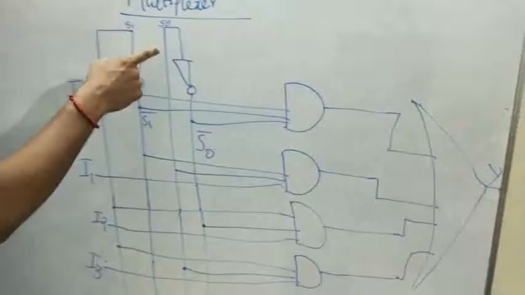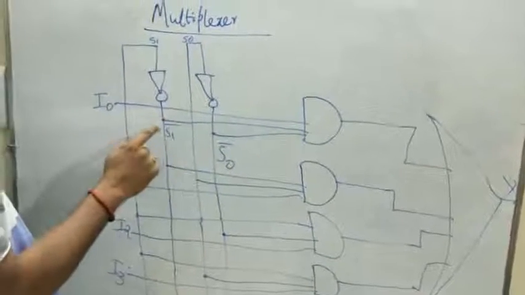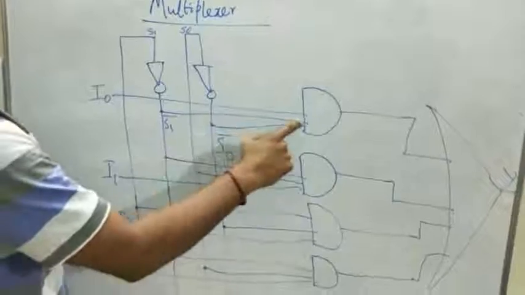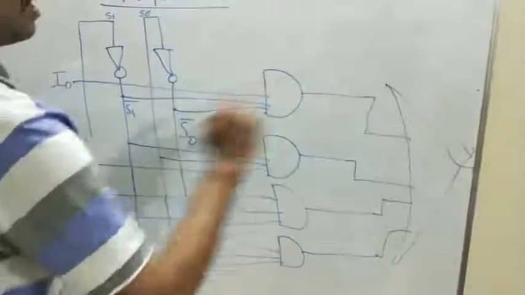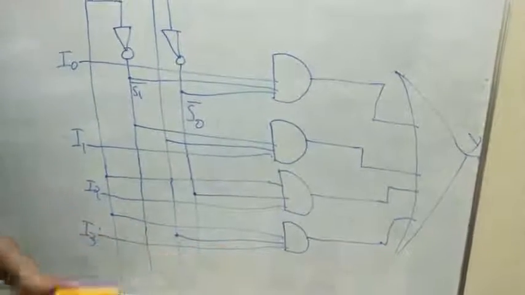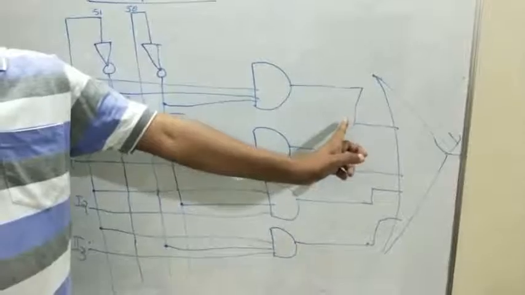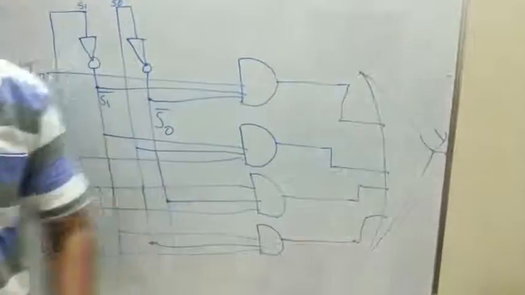When S1 S0 is 0 0, what will be happening? We will be taking S1 dash becomes 1, S0 dash becomes 1. Then 1 into I0, it will reach the OR gate. Obviously, the other outputs are disabled. In an OR gate, if any one of the values is not 0, the output would be the not 0 value. So here I0 will be the answer.